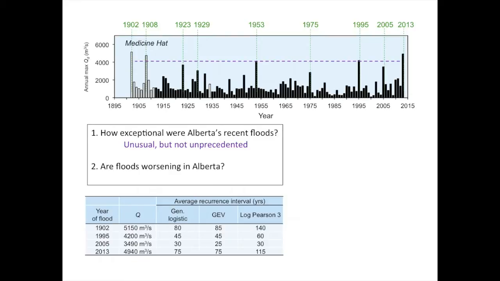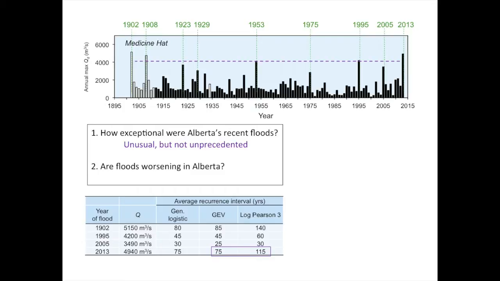Relative to this, we can then come up with the distribution, and what we have here is a table for recurrence estimates for the recent floods, 1995, 2005, 2013, and for reference, we have the 1902. Now, what I'd like to do is highlight the box in the lower right, and what you see are rather different estimates of the magnitude of recurrence relative to the 2013 flood.